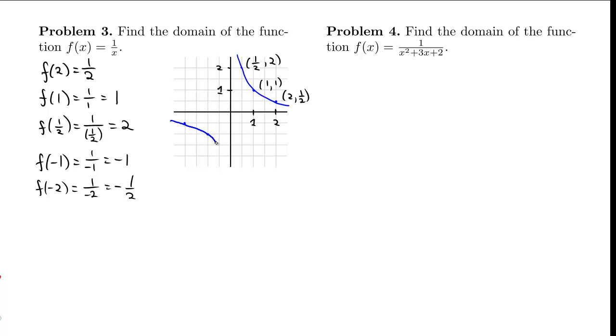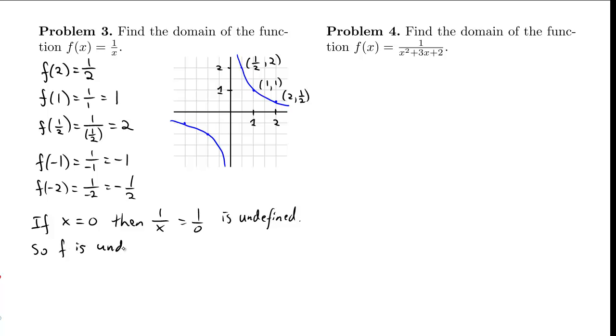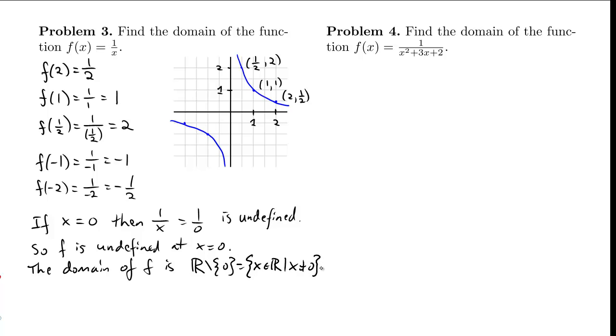There's one real value for x which won't produce an output by the rule given for f. If x equals 0, then f of x ought to be 1 over 0, but this is not a number, so f is undefined at x equals 0. This means the domain of f is all real numbers excluding 0. We write that f goes from R minus 0 to R. Here R minus 0 is the set of all real numbers with x not equal to 0.